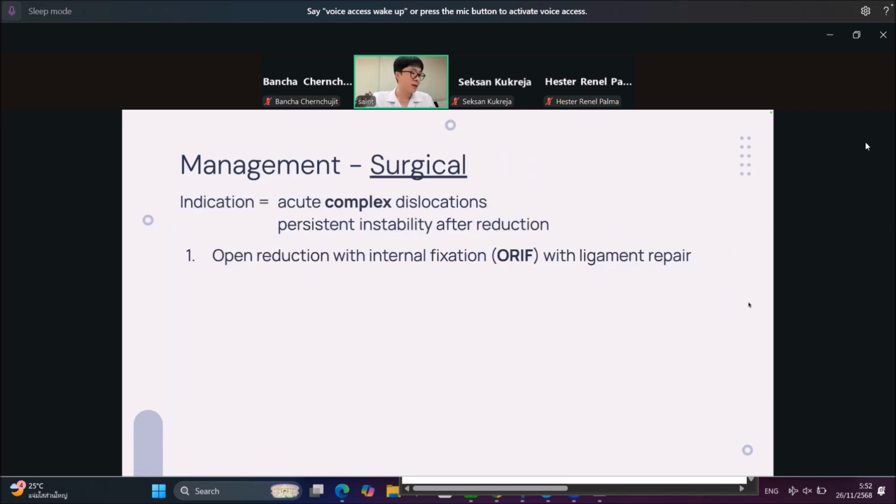And surgical management is indicated for acute complex dislocations or acute simple dislocations with persistent instability after reduction. And the operation of choice is open reduction with internal fixation and ligament repair.